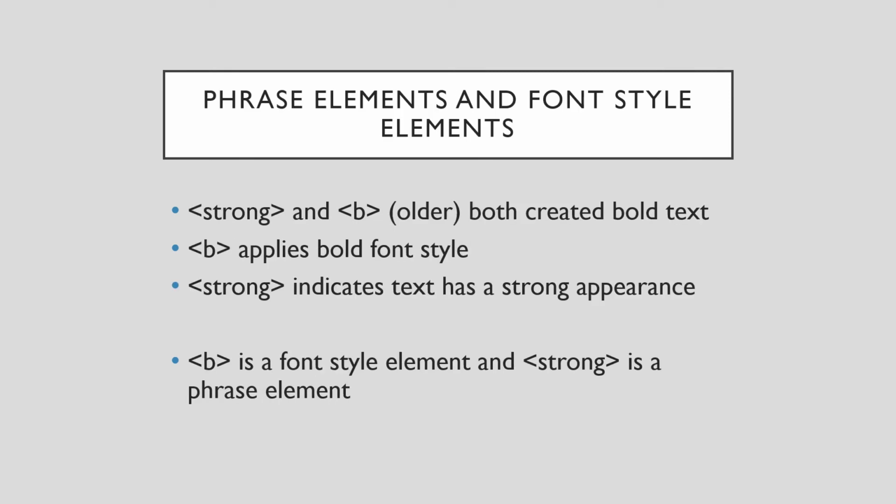Phrase elements and font style elements. Strong and B, these are the older versions, and they both create bold text. Or rather, strong and B both do the same thing. B is for bold, and it's the older version. We prefer you use strong. B applies to the font style, and strong indicates the text has a strong appearance. They both look bold, but you do need to know the difference: B is for bold font, strong is for strong appearance. B is a font style element, and strong is a phrase element.